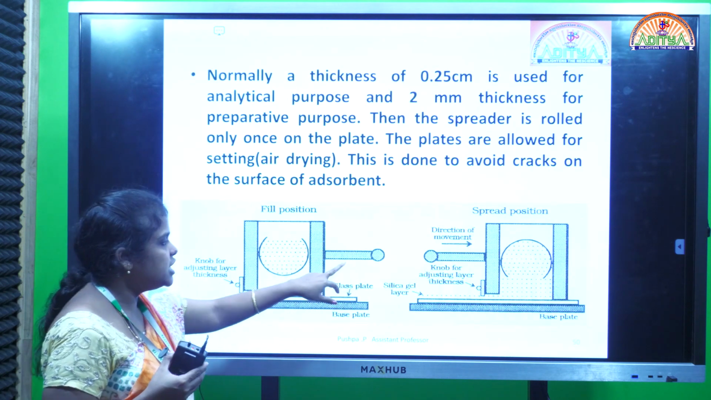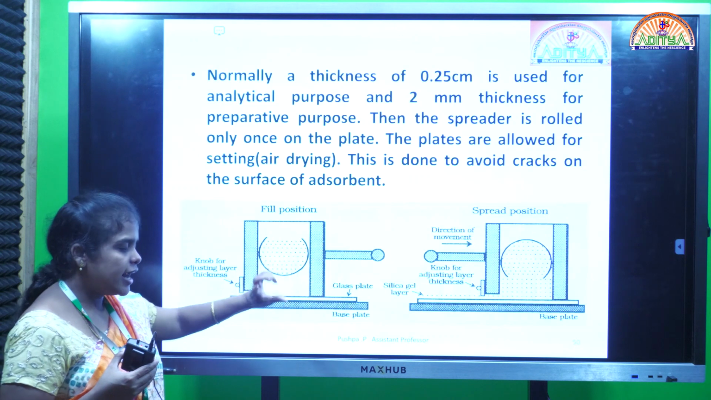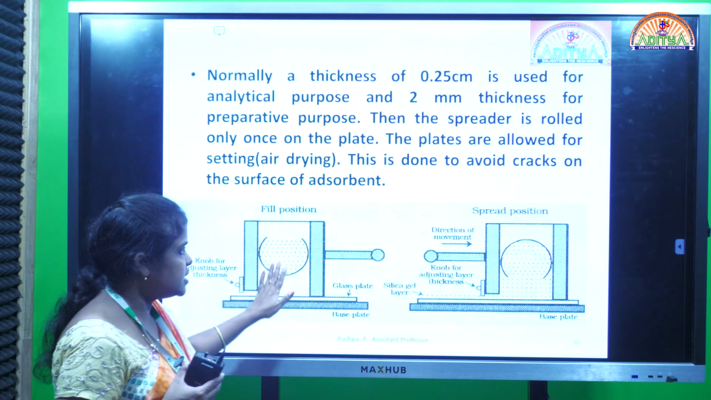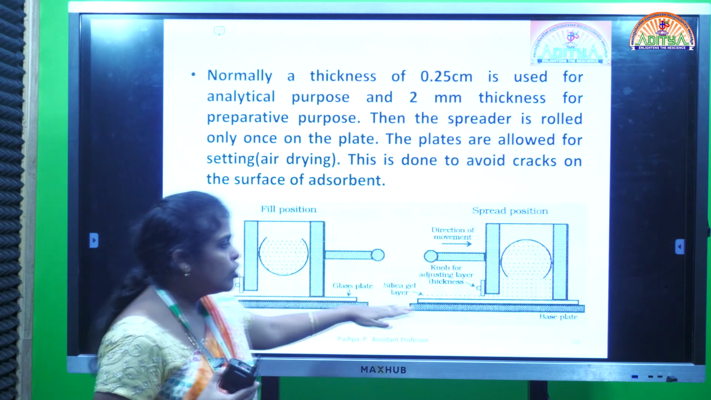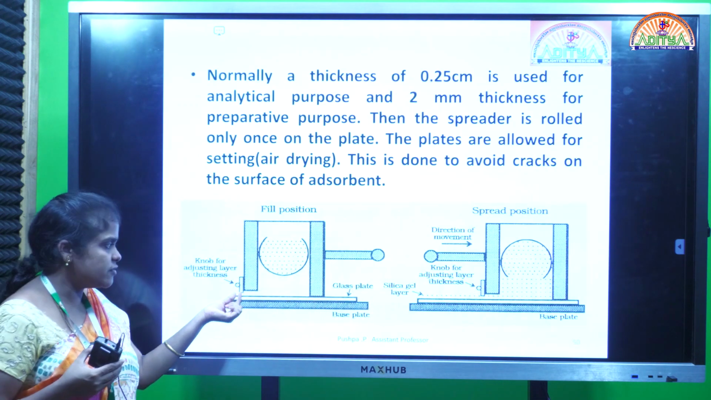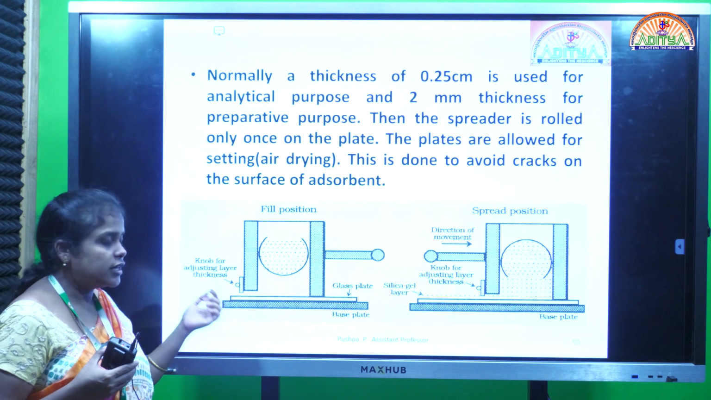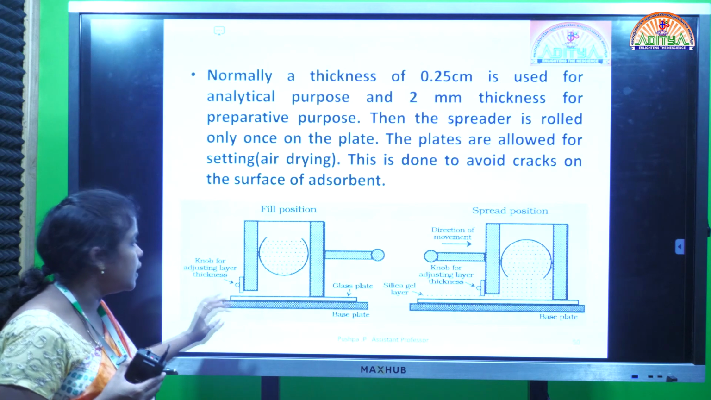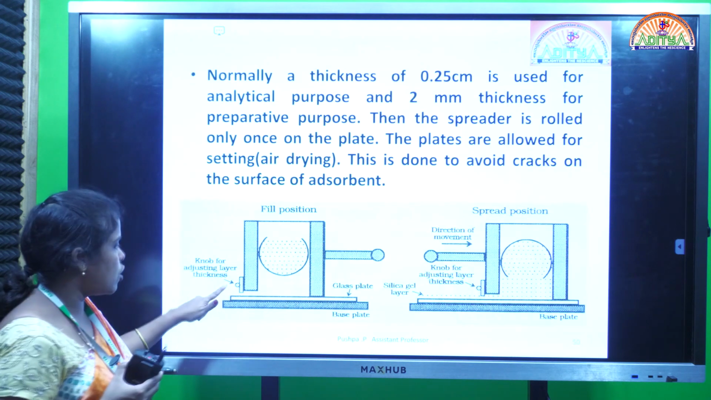This big knob is for adjusting the filling and applying of the slurry. If you adjust that knob, whatever slurry is there will be poured on the plate. And this knob is for adjusting the thickness, that means with how much thickness we have to apply the slurry on the glass plate. If you want to adjust that, this knob we have to use.